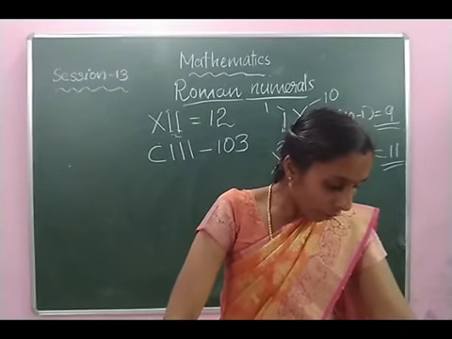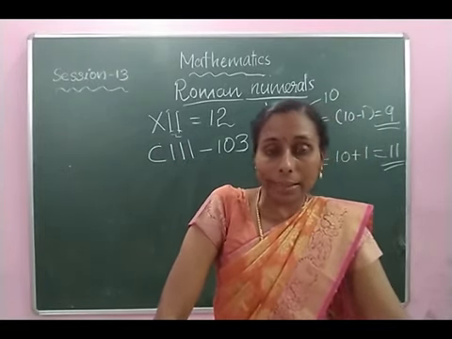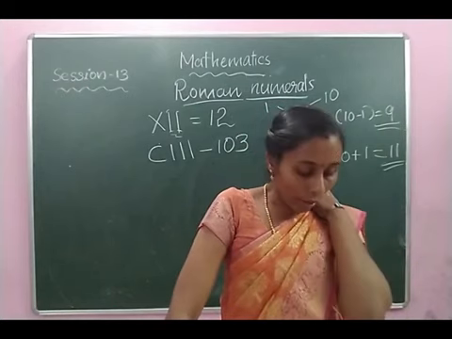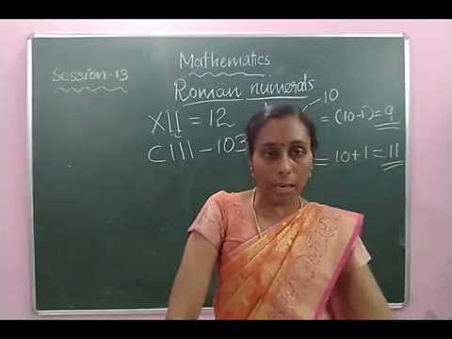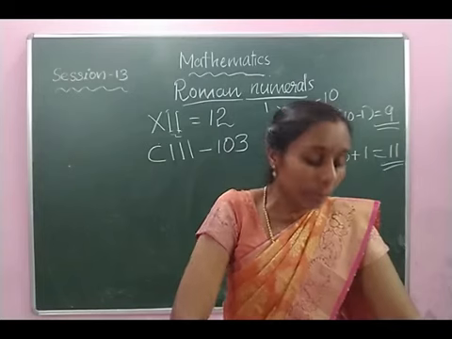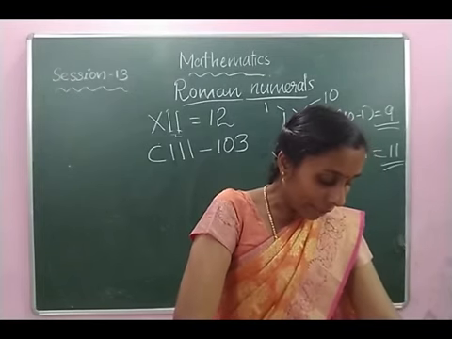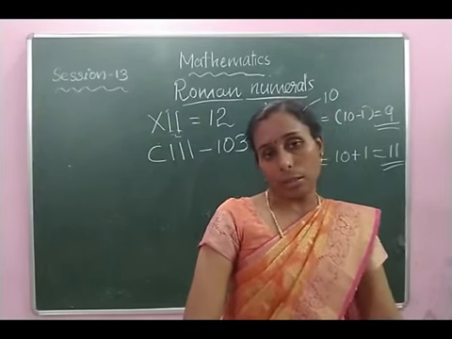Next one, for writing numbers greater than 10. The next rule is that for writing numbers greater than 10, we have to split the numbers into tens and ones.